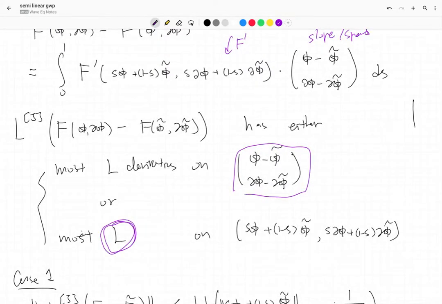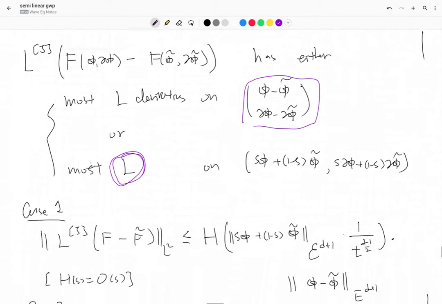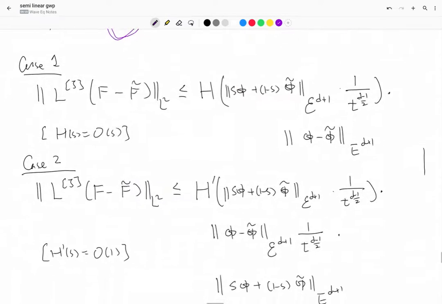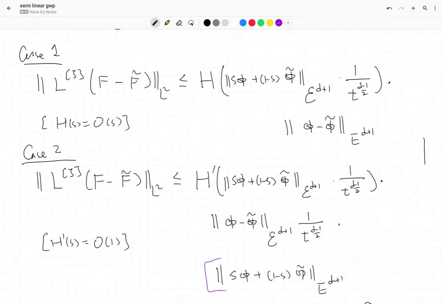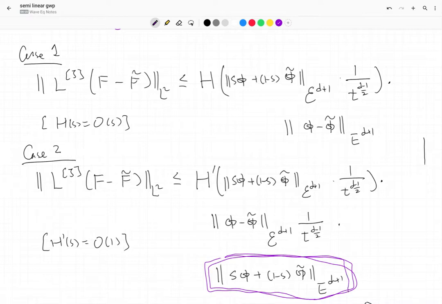L falls on some term of this form. So what we're going to do is have one term where most of this falls. This is in L2 in space, and this gives me the rectangular estimate. This is the energy flux of that particular object.